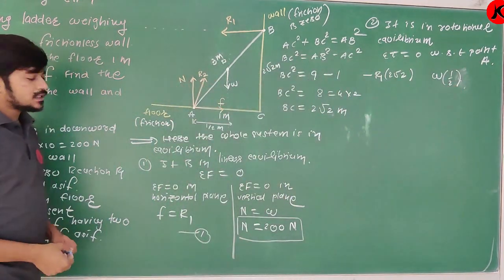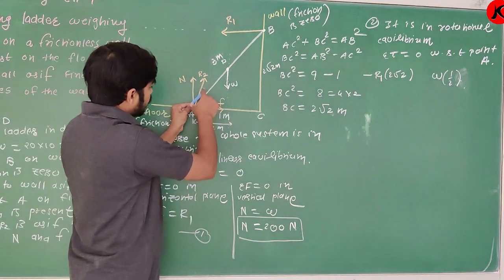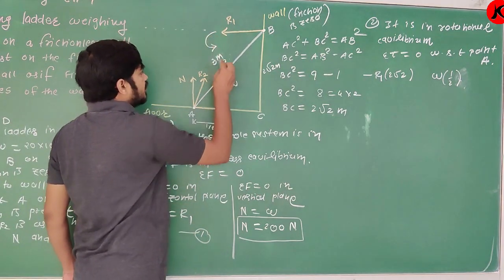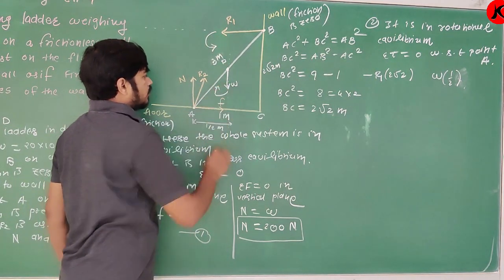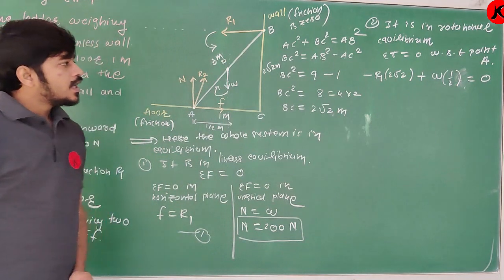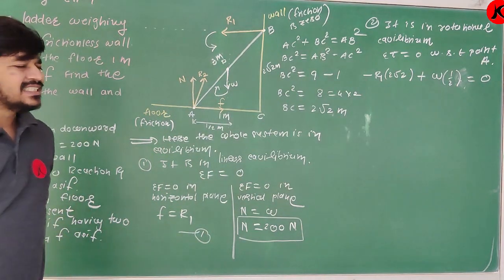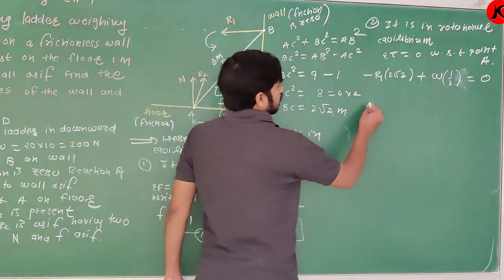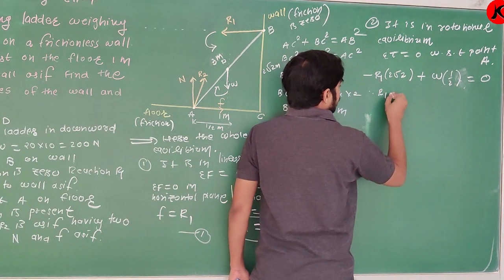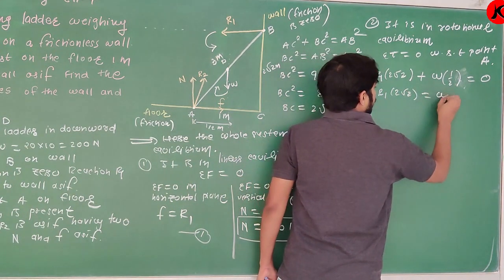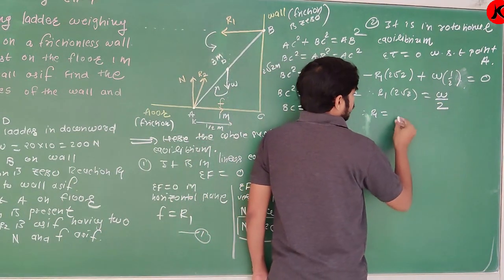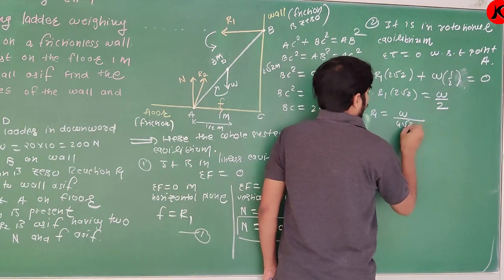Now again, plus or minus? Again it is about point A. W is acting in this direction, so it will perform clockwise motion, so it takes plus. And the sum is equal to 0. Clear about this? Yes, it is easy. So if I take the negative side to the opposite side, R1 into 2 root 2 is equal to W by 2. Therefore R1 is equal to W upon 4.